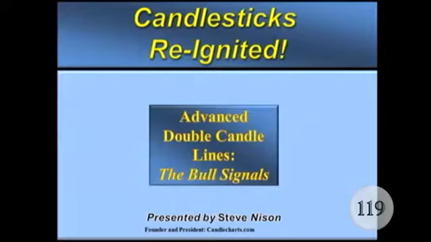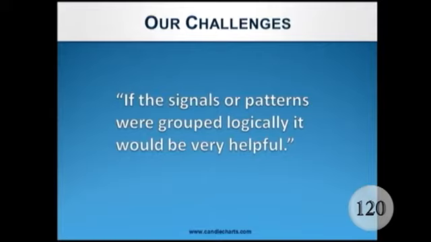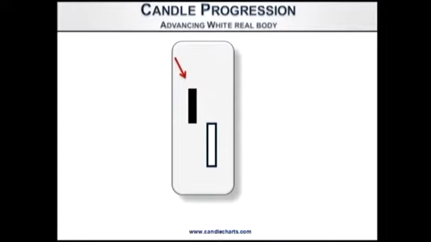Now we're going to talk about the bullish dual candlestick lines. And getting back to the idea of the signals being grouped together logically, what I've come up with is what I call candle progression. We're going to have this black real body, the market's in a downtrend, and we're going to have the white real body move into the black real body. Okay, so we're going to have this, and then that, and then that, and then that, and then that.